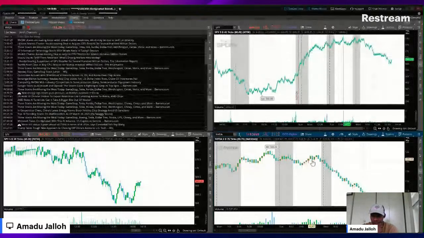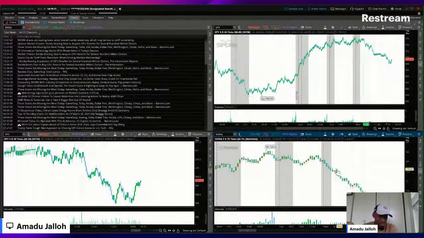Nvidia is just pop and fade. Before I go to Amazon quick, I want to talk about Nvidia. Look at this pop fade. All right, shorting the pops. They keep shorting the pops. Market pop, it fades again. Market pop, it fades again. So there's nothing there to talk about on Nvidia.